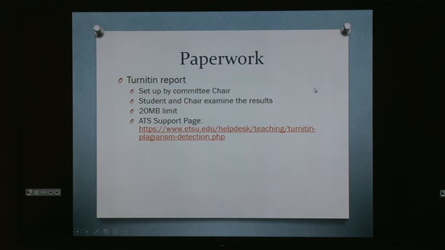And yes, there is a 20 megabyte limit to upload to the Turnitin program. So if you've got a very large file, usually it's images or video that's causing that issue. So you can take those out. Turnitin is for running text only, so it doesn't matter if there's images in there or not. Take those out and then run the text through the program.